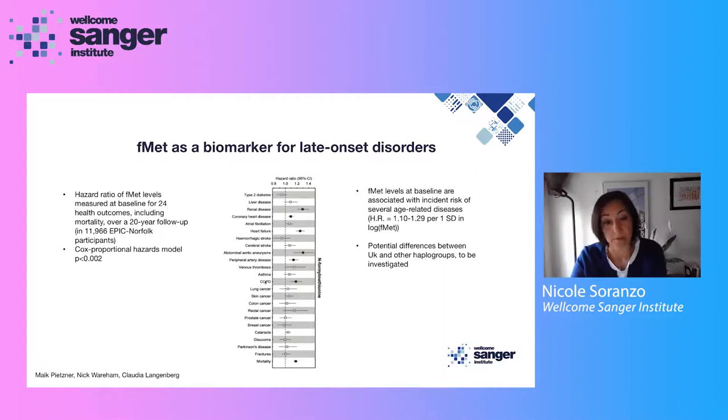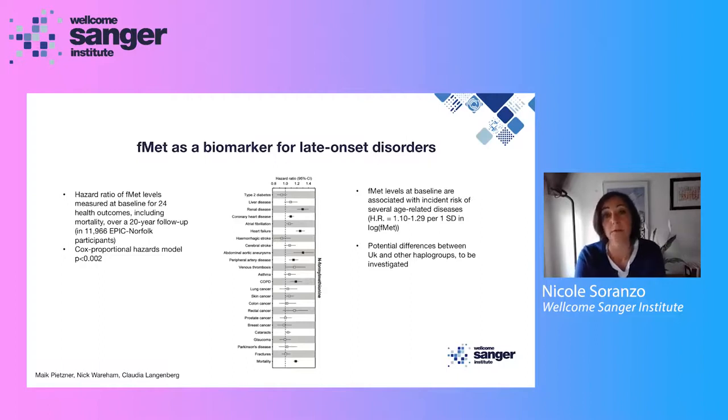The line represents a significance threshold, and an association is shown in black if it surpassed the significance threshold adjusted for the experiment. So what you see there is a number of diseases, including renal disease, coronary artery disease, heart failure, AIA, peripheral artery disease, COPD, and even mortality that are significantly associated with FMET levels.